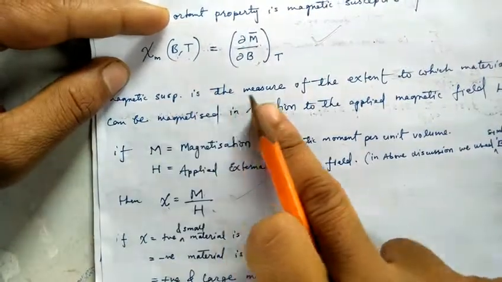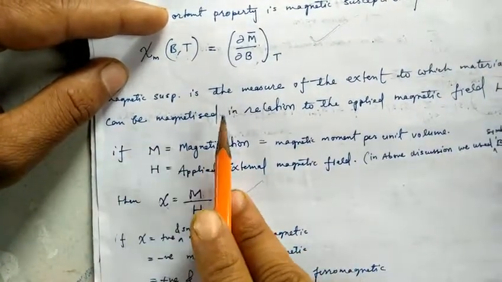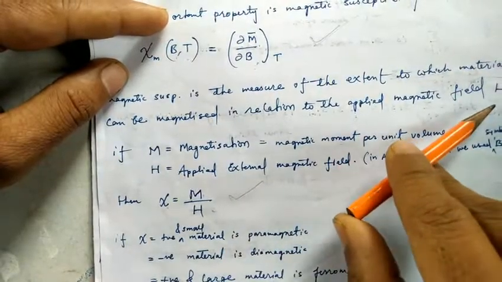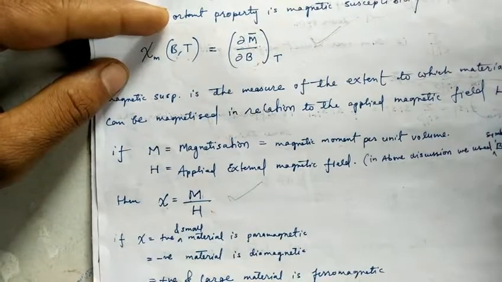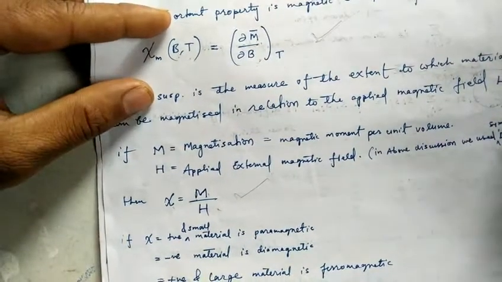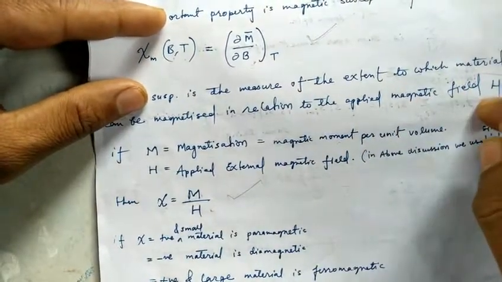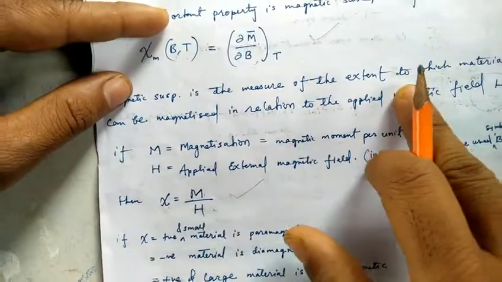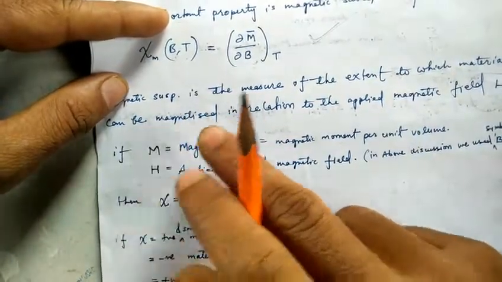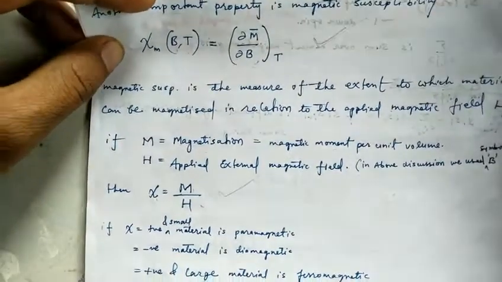So what does susceptibility actually mean? Susceptibility is the measure of the extent up to which the material can be magnetized in relation to the applied magnetic field. That means when you apply the magnetic field H, the unit of magnetic field being ampere per meter here, then susceptibility means up to how much extent the material can be magnetized. This is what the susceptibility actually means.